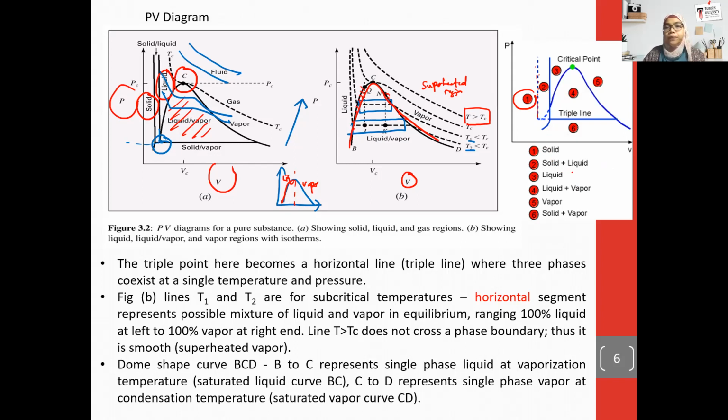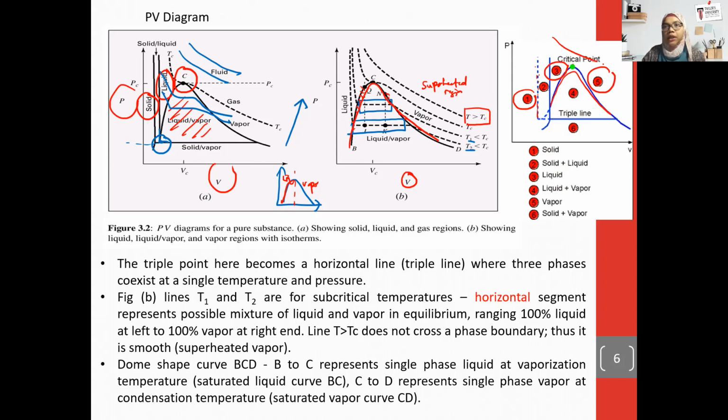If we move next to this line of higher molar volume, that's when we have this liquid region. And this is where, under the dome, we have two phases, liquid and vapor. And then this is for the vapor region.